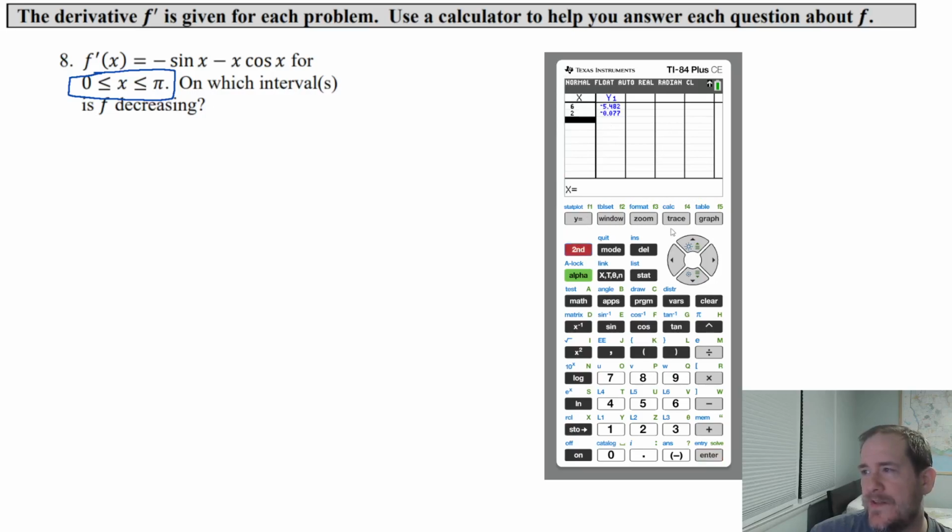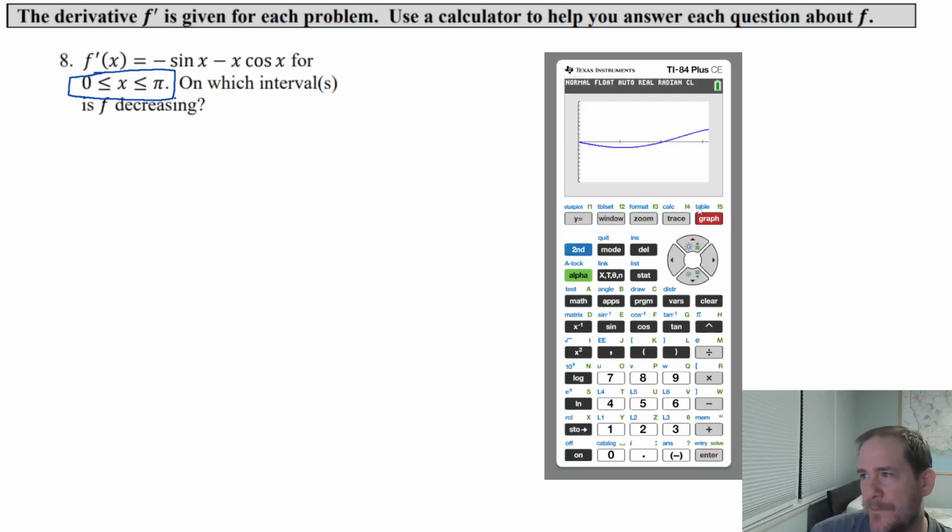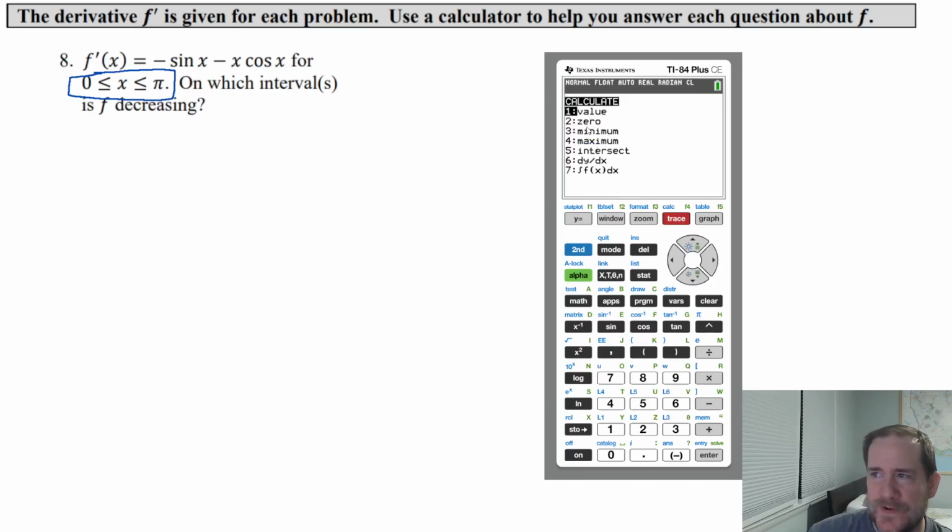So since I need that 0 exactly, the best way to find it is to go into the calc menu right above trace. So hit second, trace. And we're looking for the 0. 0 literally means the same thing as the x-intercept. Maybe not literally, but basically.